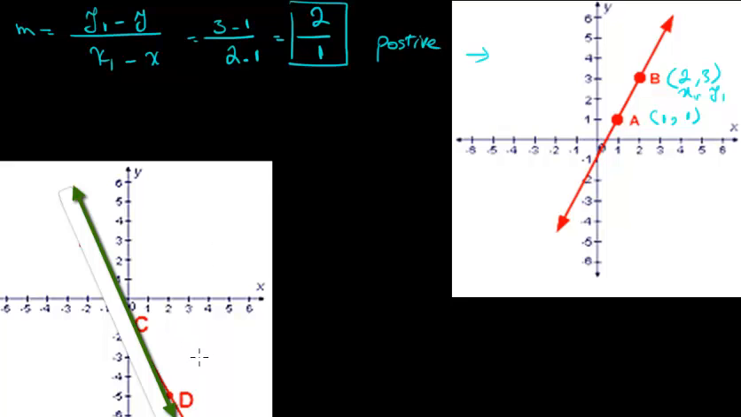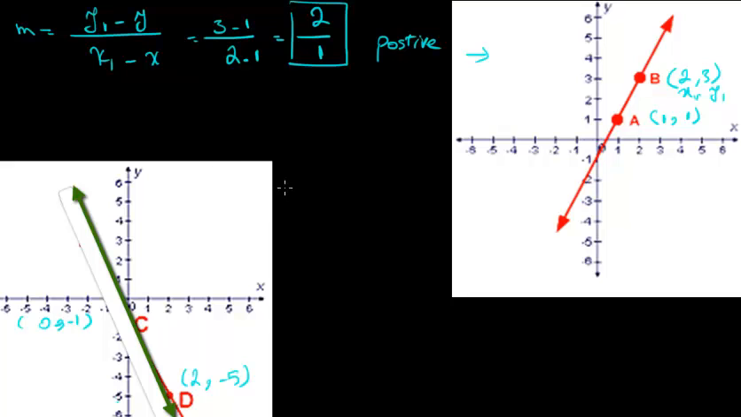The second one is a negative slope. The second graph has a negative slope because it falls from left to right. We can take these 2 points that are marked for you, and let's see what the coordinates are for point C and point D. The coordinate for point C is 0 and minus 1. It means that when x is 0, y is minus 1. And the coordinate for point D is when x is 2, y is minus 5.